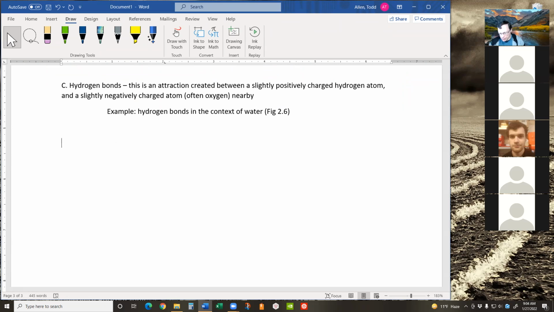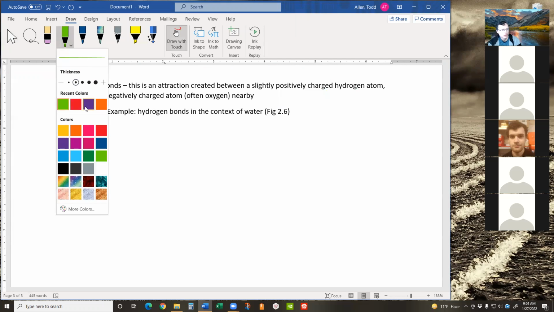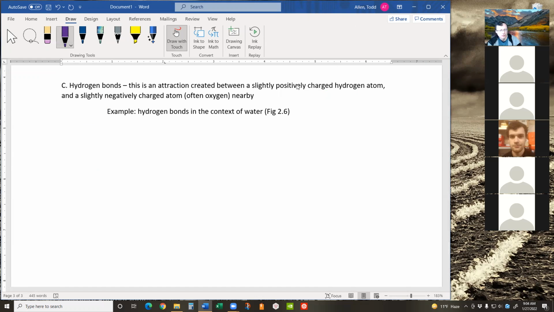And so let's do a little bit of drawing. Okay. So let's say that I put a water molecule here in your notes. Okay. So I'm going to draw H2O. Okay. So let's see here.